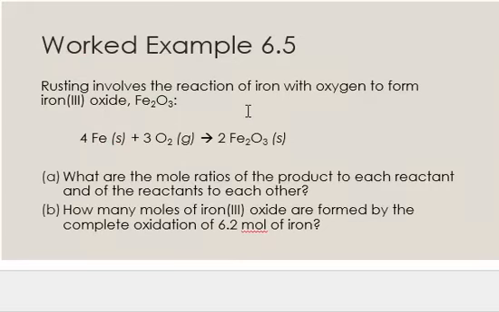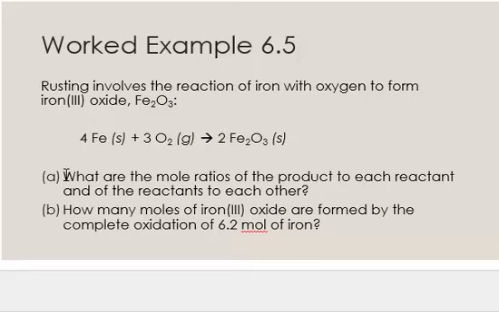Rusting involves the reaction of iron with oxygen to form iron(III) oxide, Fe2O3. The balanced chemical equation is given as a coefficient of 4, Fe(s), or 4 moles of solid iron, plus coefficient 3, O2(g), or 3 moles of gaseous oxygen, yields coefficient 2, Fe2O3(s), or 2 moles of solid iron(III) oxide.